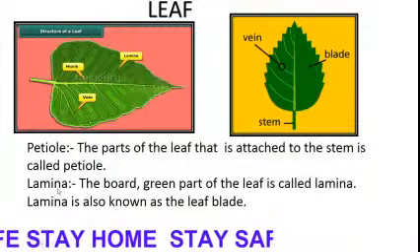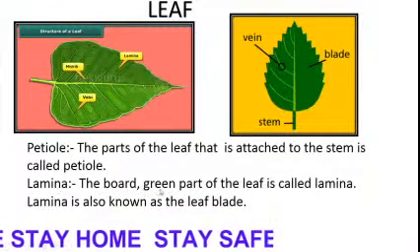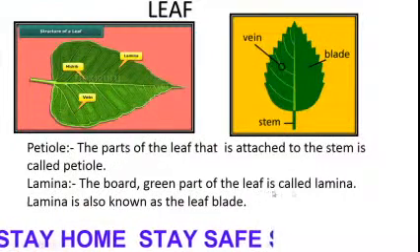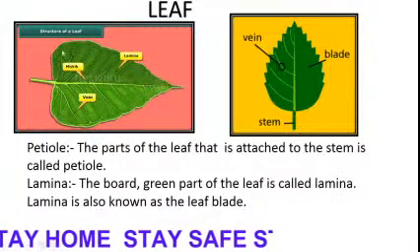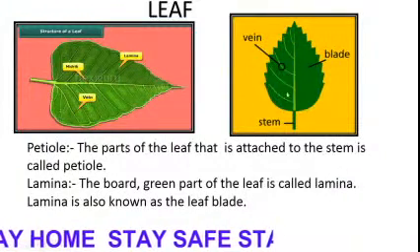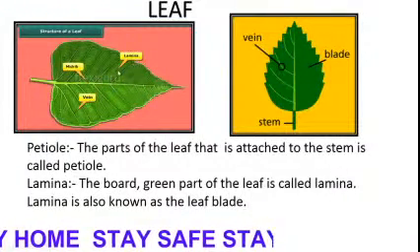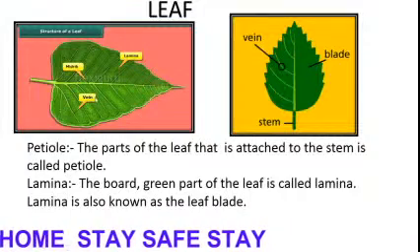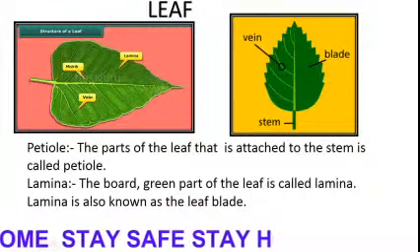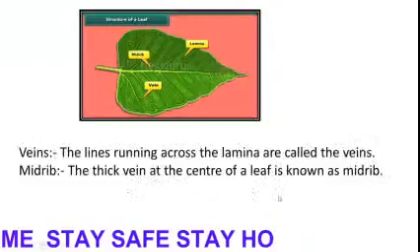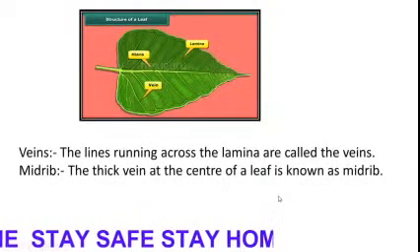Then lamina. Lamina, the broad green part of the leaf, is called lamina. This is the lamina, the green part. You can see the lamina, the broad green part of the leaf. Lamina is also known as leaf blade.